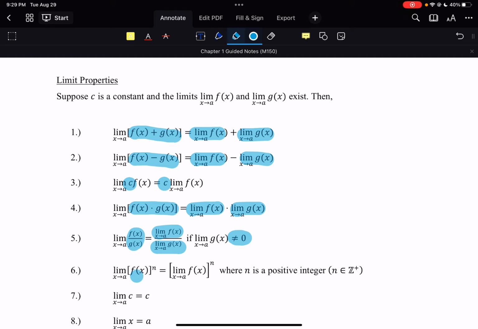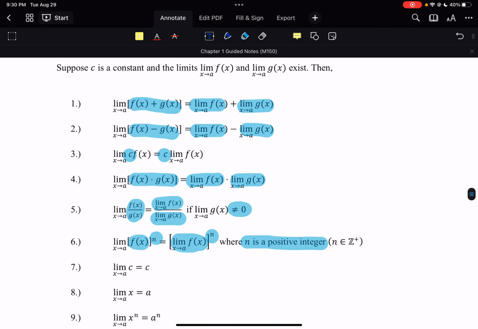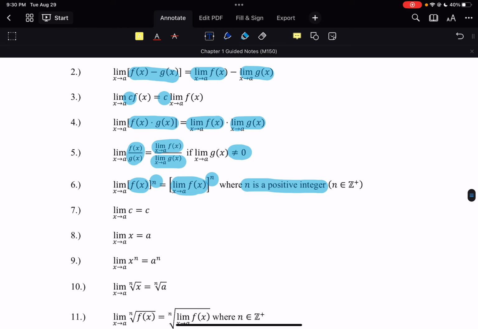Here's where we get some different ones. The limit of f of x raised to the n power is the same thing as the whole limit raised to the nth power, where n is a positive integer. So if you have a limit of a function raised to a power, you can take the limit of the function first and then raise that result to the power. So it gives us some options in how we are computing our answers, because there may be an easier way to do it in any given situation.